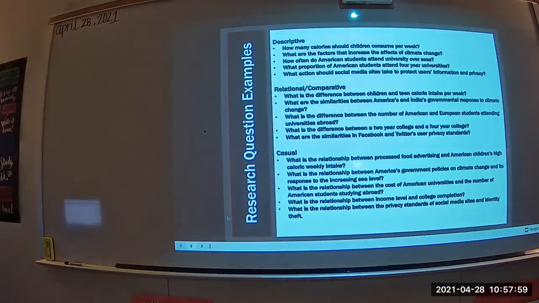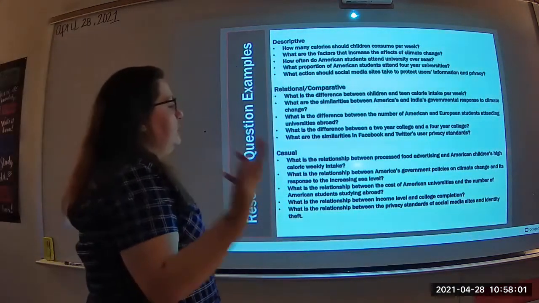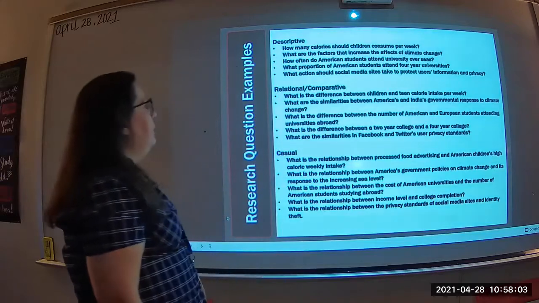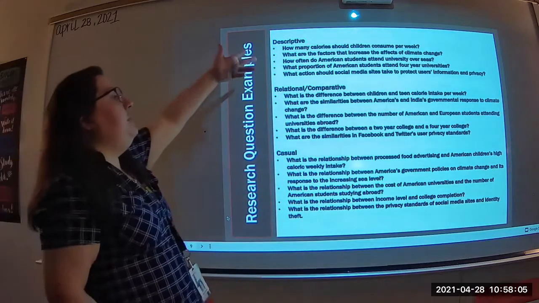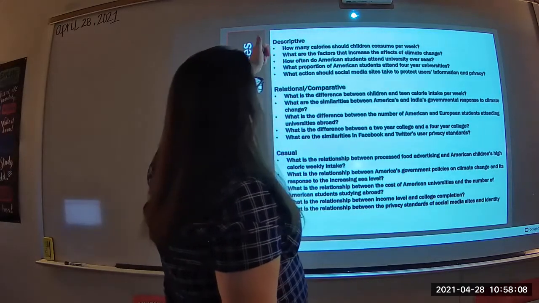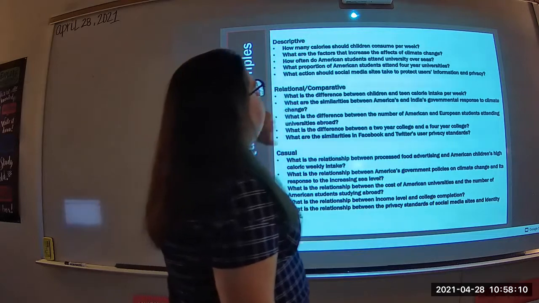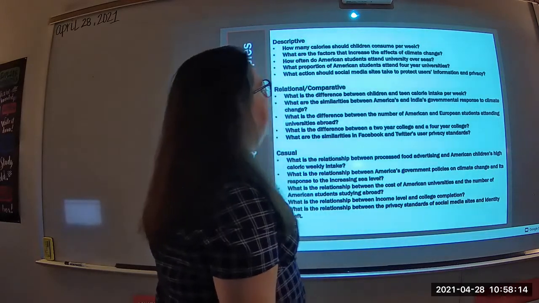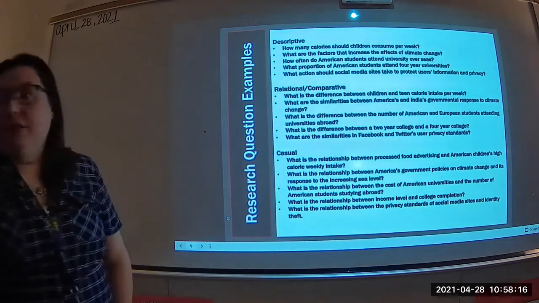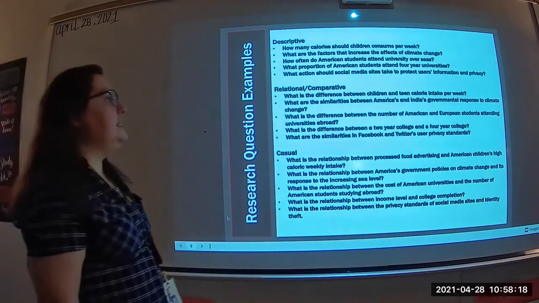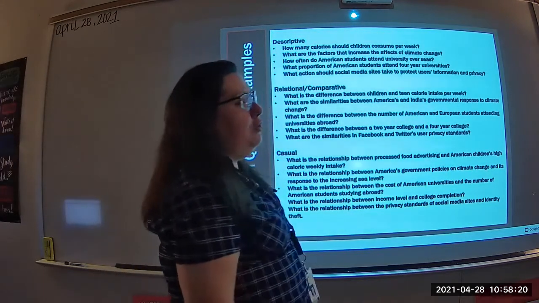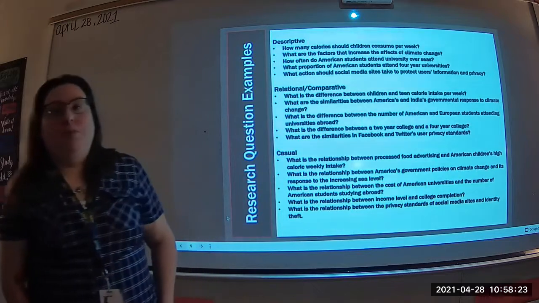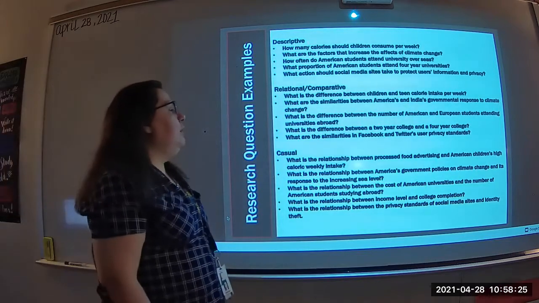So here's just some examples. I'm not going to read all of them, but I just want to give you an idea what they look like. So descriptive, how many calories should children consume per week? How often do American students attend university overseas? And what action should social media sites take to protect users' information and privacy? You see how they're nice, short, concise, but they are arguable, they're debatable, they're not yes or no, right?